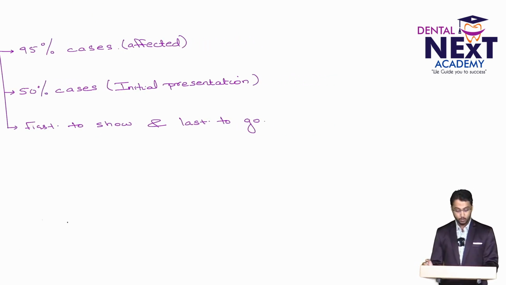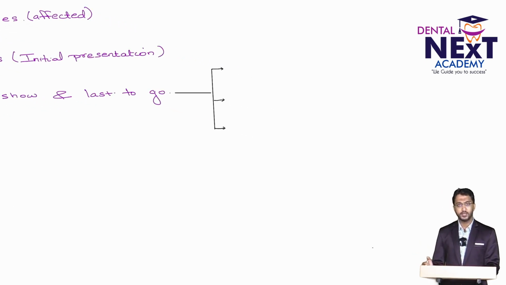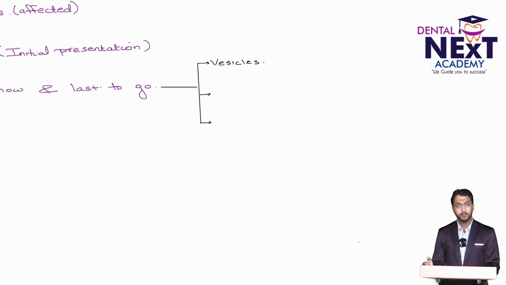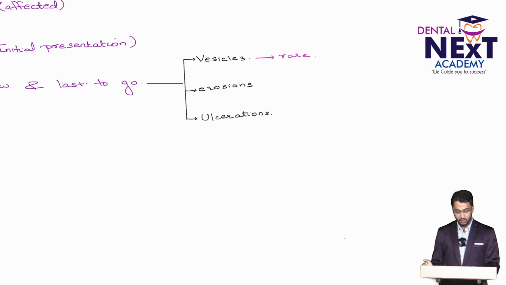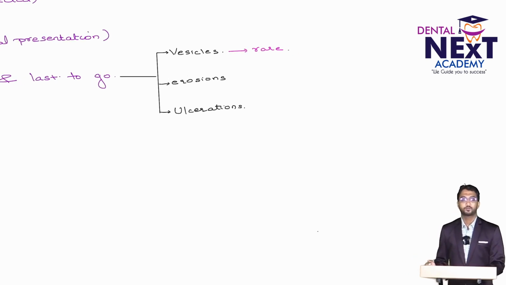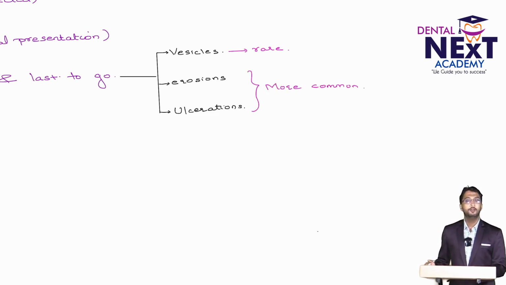Now, what's the lesion like? We said oral mucosa lesions are very significant. So how is it? You can see vesicles. You can see erosions, which can get into ulcerations. Basically, erosions and ulcerations are very similar, but ulcerations are much deeper. Now, vesicles are rare. That's what I told you. You will not get a patient with pemphigus who comes to your clinic with an initial presentation of a vesicle. Mostly you will see erosions and ulcerations.